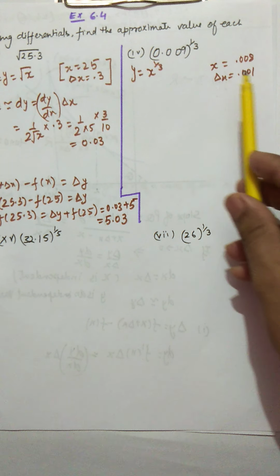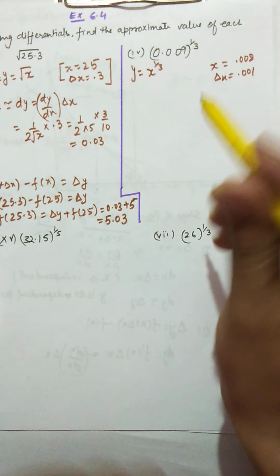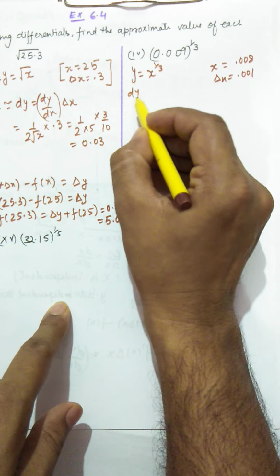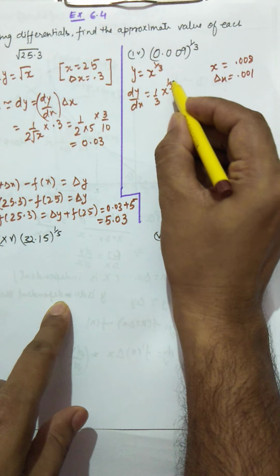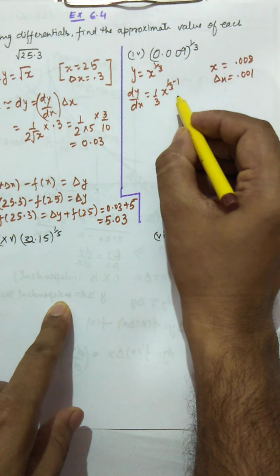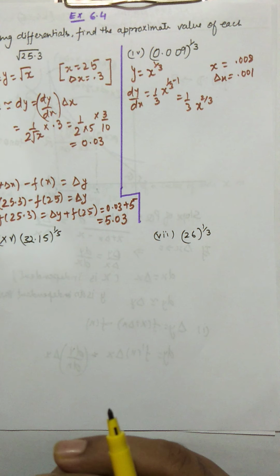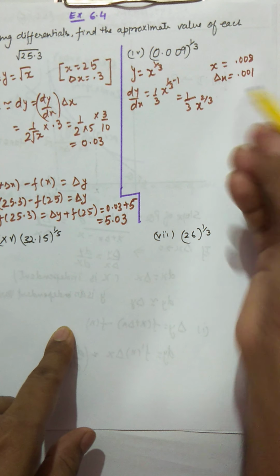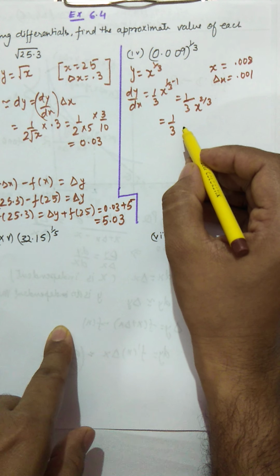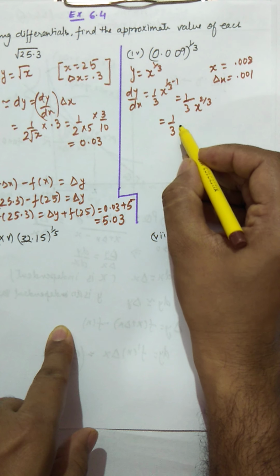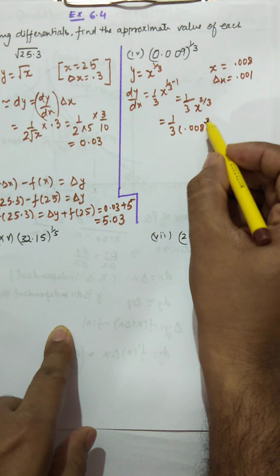So we have to choose these values of x and Δx according to the question, the exponent and the function. So we first differentiate to get dy/dx. This is going to be 1 by 3 x^(1/3 − 1). If you do this, it is going to be 1 by 3 x^(−2/3). So this is the differentiation that we have got. Now you can put the value also here: 1 upon 3, x is your 0.008, and the exponent is −2 by 3.